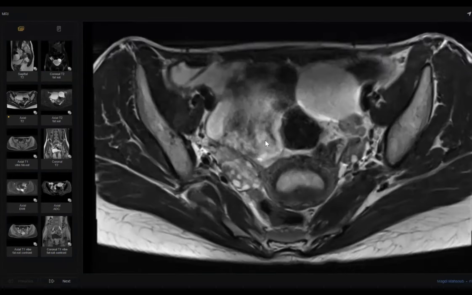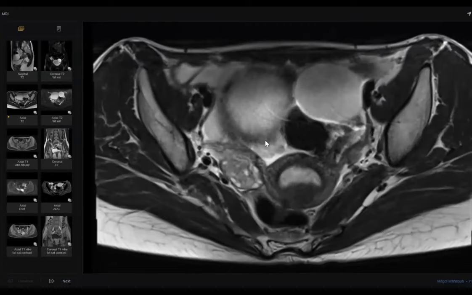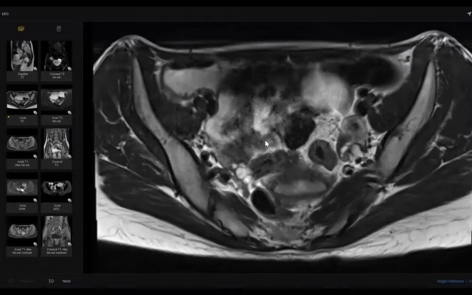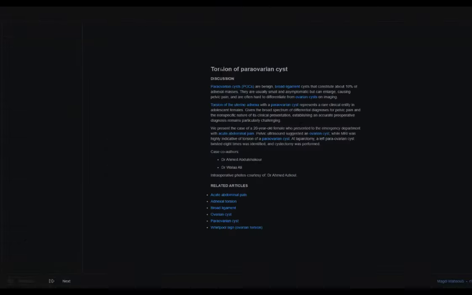So what's your final diagnosis? With this twisted pedicle sign and acute presentation, I would consider the possibility of an ovarian lesion with torsion of the cyst. Thank you so much. It is emergent. It is a torsion of ovarian cyst.